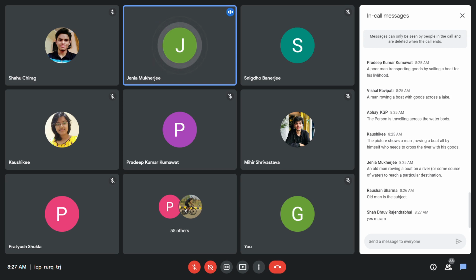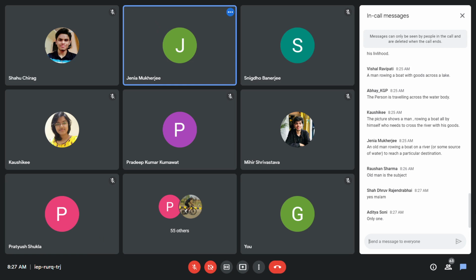Old man rowing a boat on a river to reach a destination. Okay, only one subject or are there other subjects? Only one? Okay. Only one. So, do you also see objects?